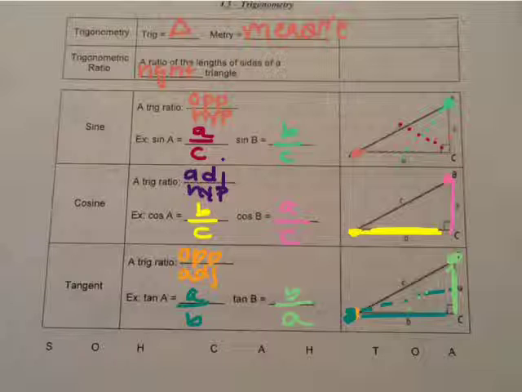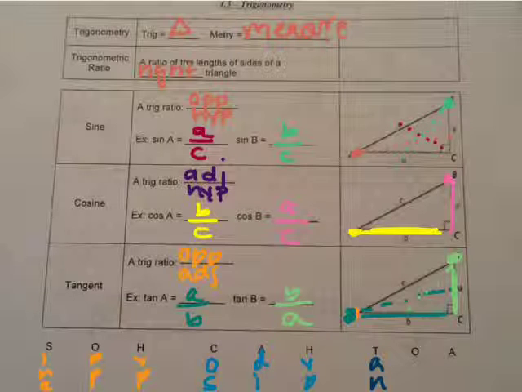So for the first part, you just have to remember that for sine, the ratio is opposite over the hypotenuse. For cosine, it's the adjacent, and again I'm just abbreviating, over the hypotenuse. And for tangent, again we abbreviate it with tan, it's just opposite over the adjacent.